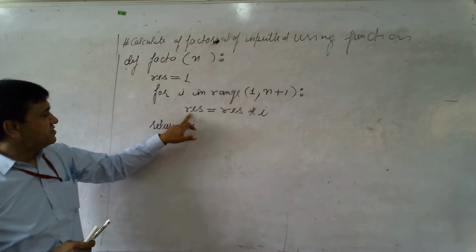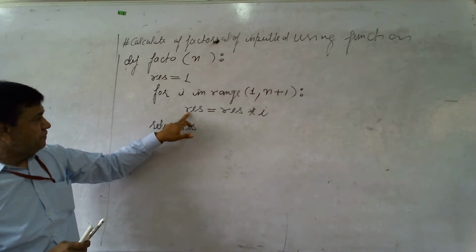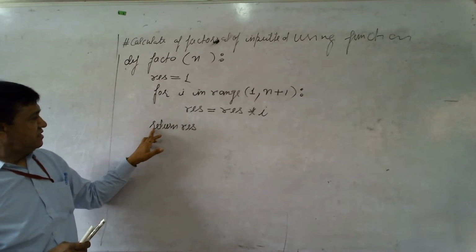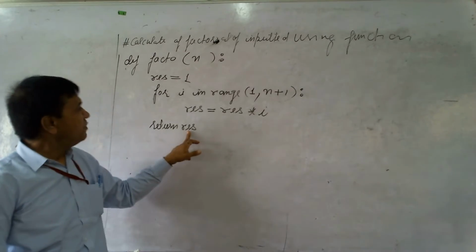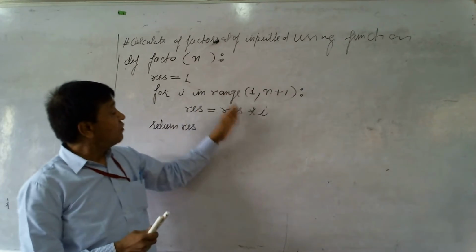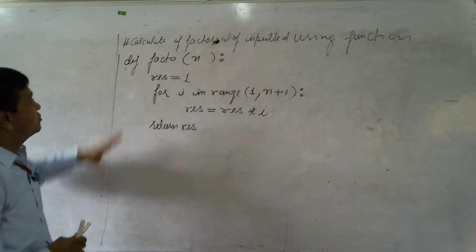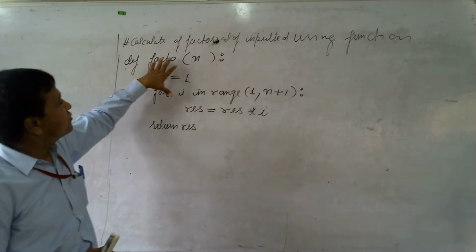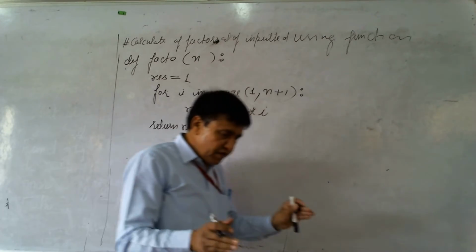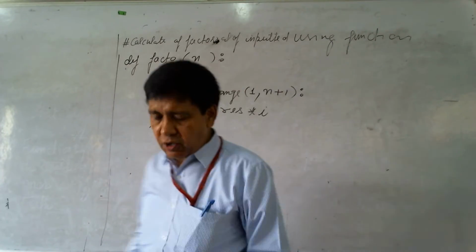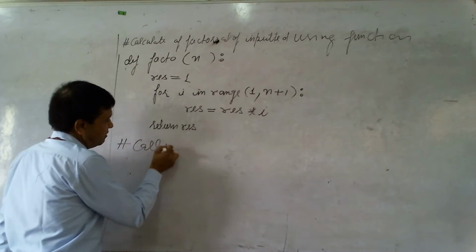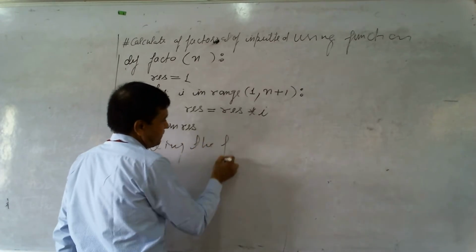Due to this indentation, this res is written some space ahead, and this is written here. So this return res statement will be executed after completing all the steps of this for statement. So these are the statements which I have written in this factorial function. Now I will write the block from where this function will be called. So I will write the remark here, calling the function.